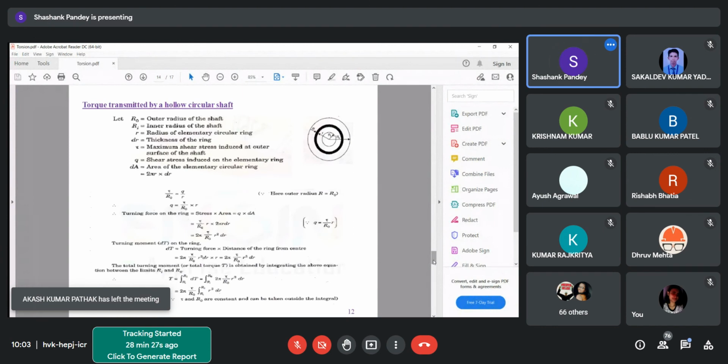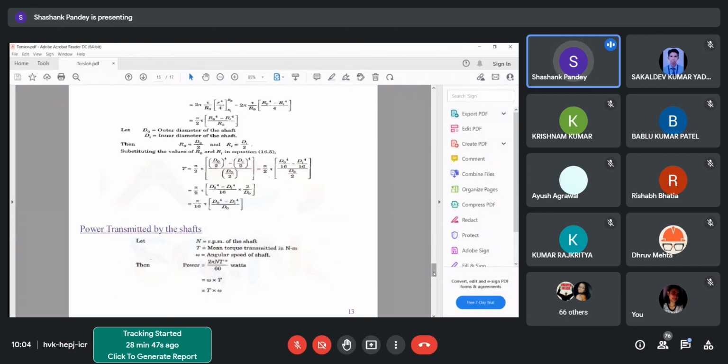As you have already said, for the derivation we were supposed to do for the torque transmitted by a hollow circular shaft, I am not going into the details. You correctly said that we will be changing the limits of integration, and on solving we will get D naught raised to power 4 minus d_i to the 4 upon D naught.